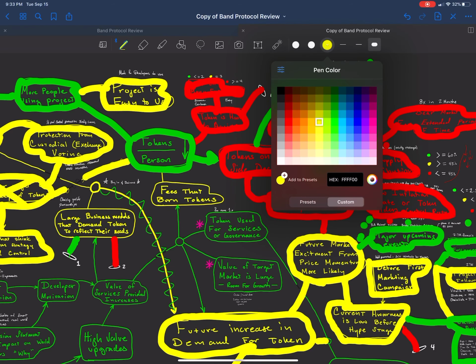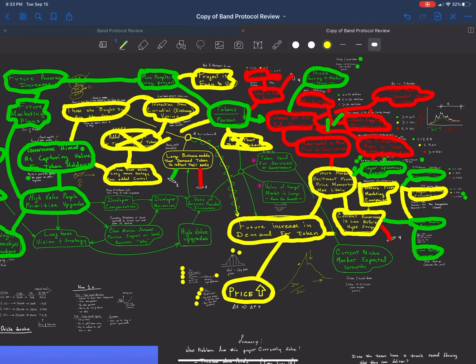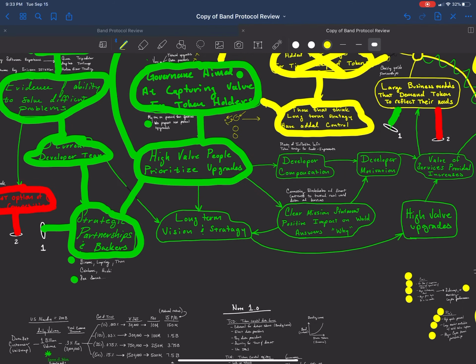I'm going to take this one out. So fees that burn tokens, that is not part of this project. Take that out. It's not relevant here. Okay, so let's go back here.